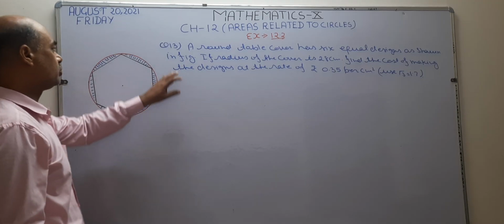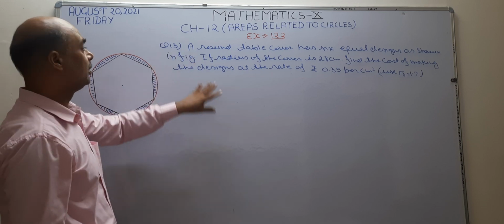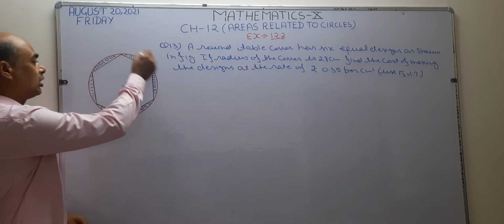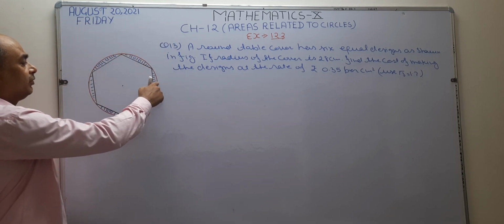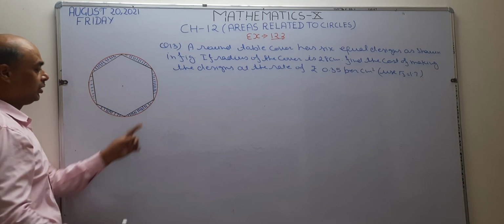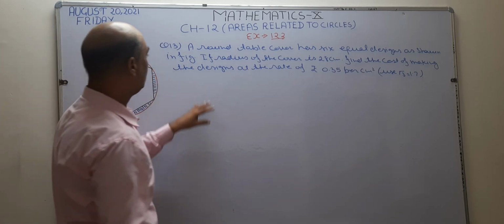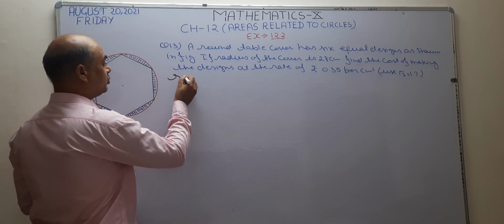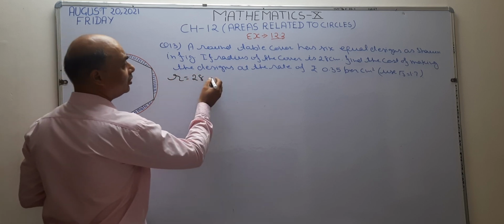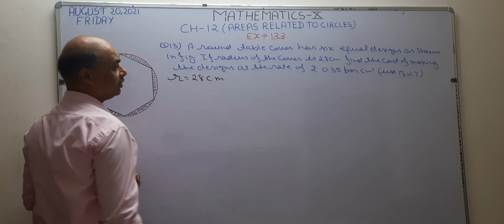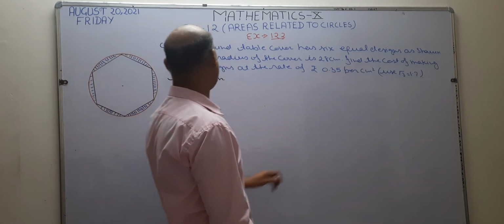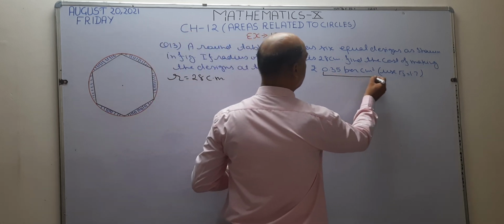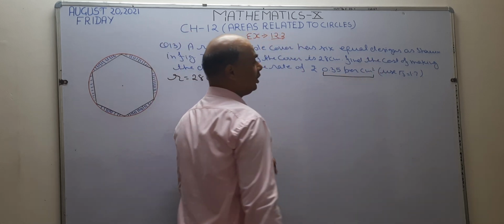Now we are going to start question number 13. See what is given. A round table cover has 6 equal designs. See, this is your round table cover, having 6 equal designs: 1, 2, 3, 4, 5 and 6. These 6 designs are there. The radius of the cover is 28 centimeter. Find the cost of making the design at the rate of rupees 0.35 per centimeter square. Use root 3 equal to 1.7.